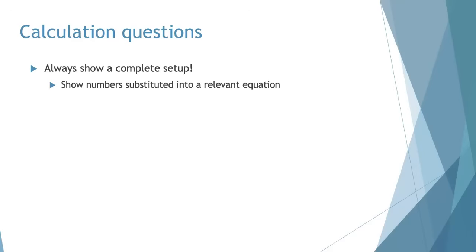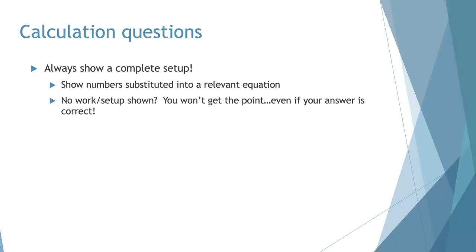A number of the questions that you'll be asked to do on the AP Chemistry exam, of course, will be calculations. It's a calculation-intensive course. You always want to make sure you show a complete setup. You have to show numbers substituted into a relevant equation for that problem. You don't show the work, you don't show a setup, you won't get the point. Even if your answer is correct, you just cost yourself an easy point.